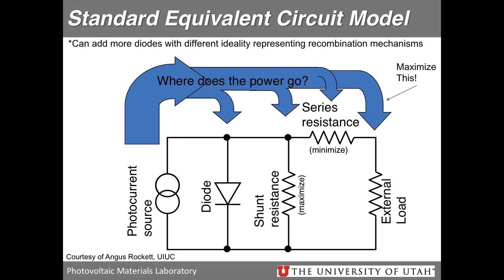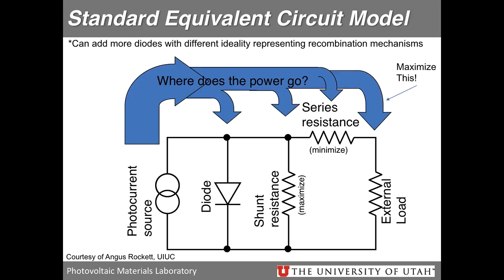Okay, so if we look at an electrical diagram of a solar cell, we have our photocurrent source, we have the diode, and then we have the external load, and that's kind of the ideal picture of a solar cell. But we have some non-idealities, obviously, in real life. So shunting, we have series resistance, which can be contact resistance. It can be just bulk resistance of your material.